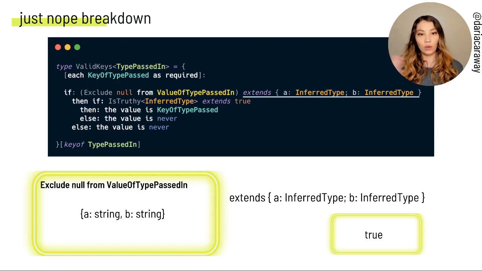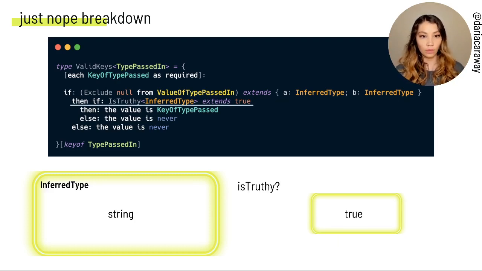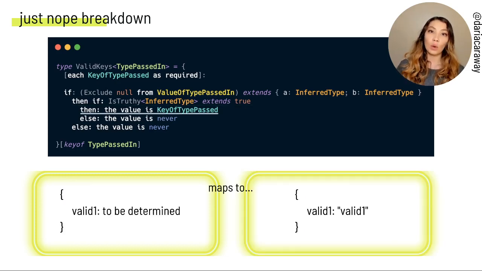If that value, A string, B string, extends our object matcher and TypeScript can infer us a type, which in this case is true, then we're going to take our inferred type, which was a string, and run some additional checks on it. So if the inferred type is truthy, which in this case it is, and we're checking this because if the inferred type were undefined or null or an empty string, that wouldn't be valid in our case. If it is truthy, then the value that we're going to map to is the key itself as a string.